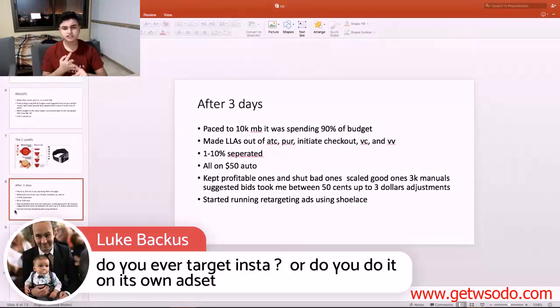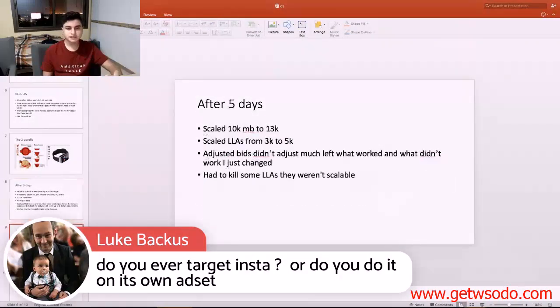Kept profitable ones and shut the bad ones. The ones that spent over my margin, I cut them. The ones that were profitable, I kept them, and I scaled them at the next, I think at like 9 a.m. Scaled the good ones to 3K manuals, and these adjusted bids took me between 50 cents up to $3 adjustment on day three, and I think on day four I adjusted some and started running retargeting ads using Shoelace. And after 5 days, I scaled 10K manual bidding to 13K, lookalikes from 3 to 5K, and adjusted the bids, and I killed some unscalable lookalikes.